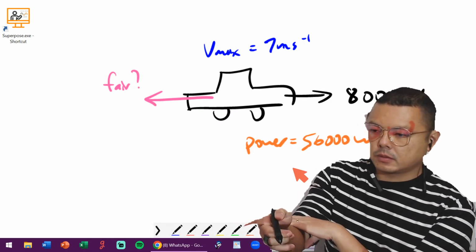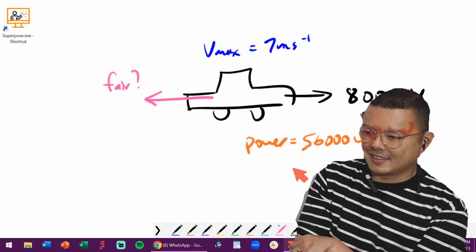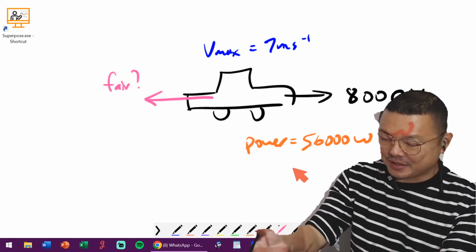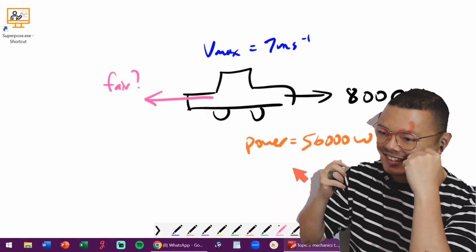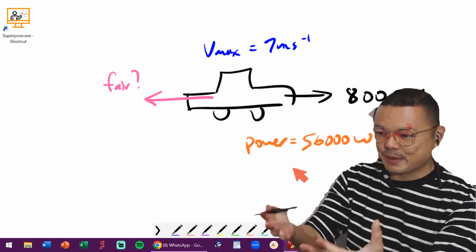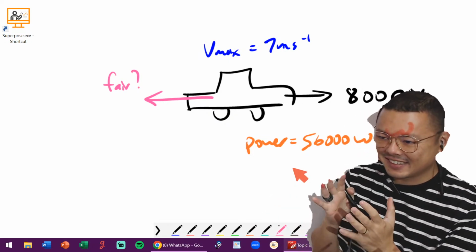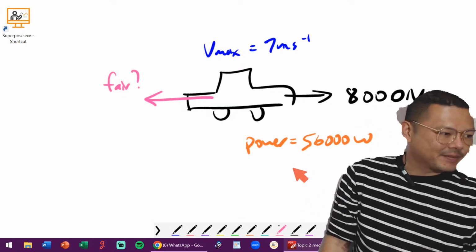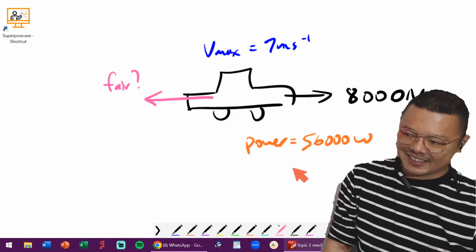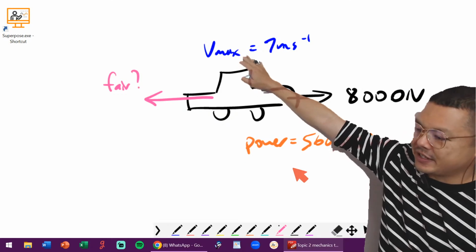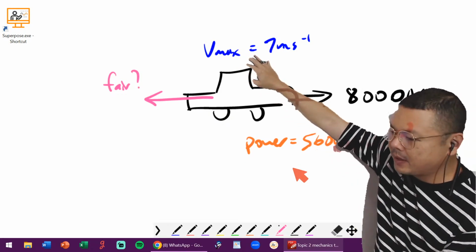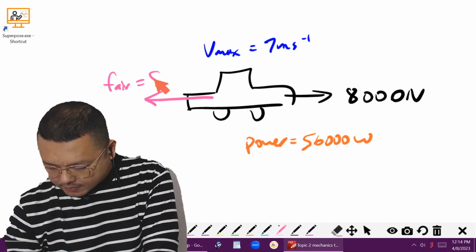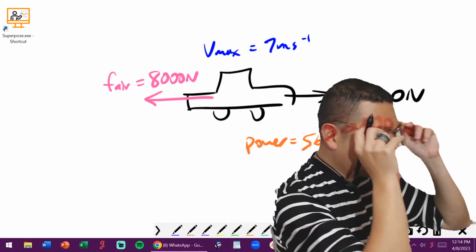Okay, a bit more detail. Why is it equal? Anyone want to help him out? Tell me now, velocity means what? Resultant force is 0. So Vmax actually means the acceleration is 0, right? Maximum velocity, so acceleration is 0, resultant force 0, then it means that the air resistance is 8,000 newtons. Agree?